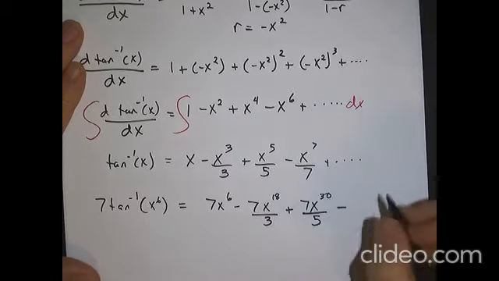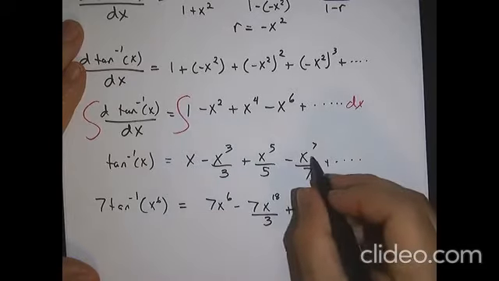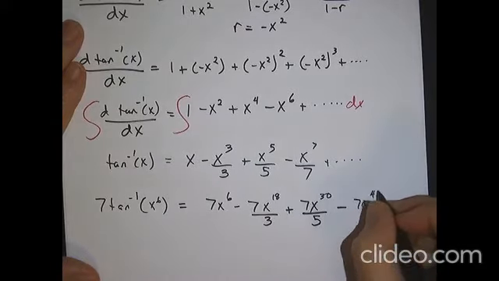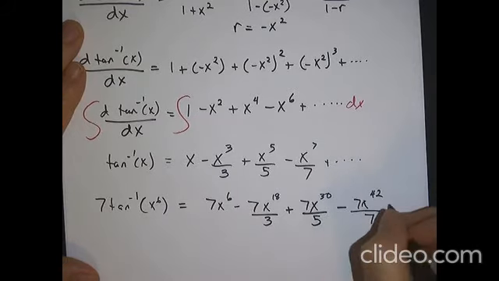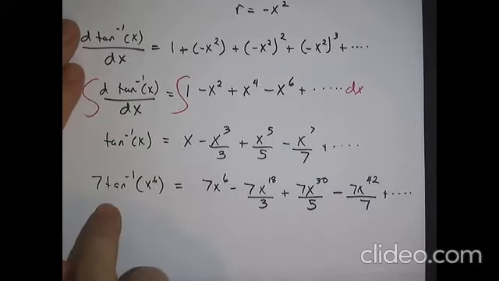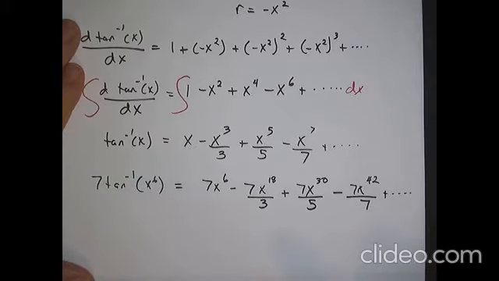Okay, and then our last term that we've written out here, we would substitute an x to the 6th here, and it would get raised to the 7th power, so that's x to the 42. So 7x to the 42 over 7, and we could keep going. Okay, now it wants us to take the derivative. So this is the Taylor series expansion for 7 tangent inverse x to the 6th. But now we need to take the derivative of this thing.